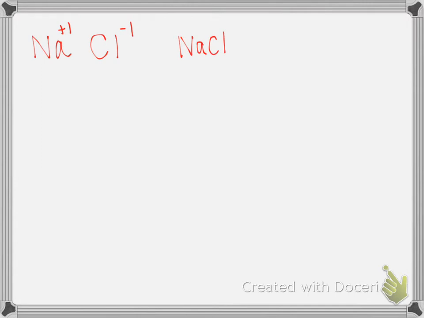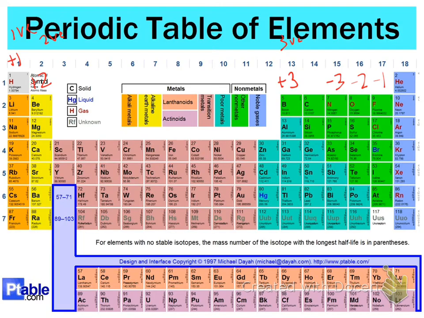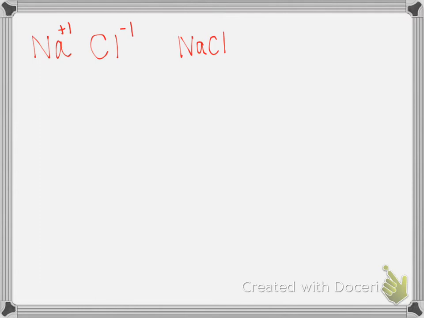Our other example was potassium and sulfur. Potassium is right here, has a +1 charge. Sulfur has a -2 charge. So you've got potassium +1, sulfur -2. Those charges do not cancel out, so it's not just KS.